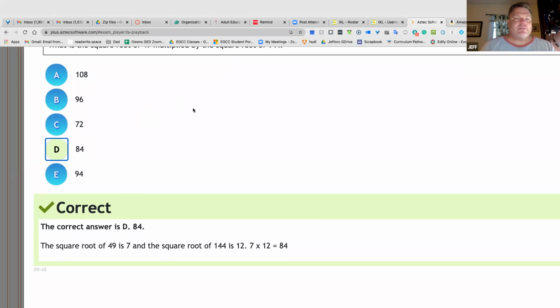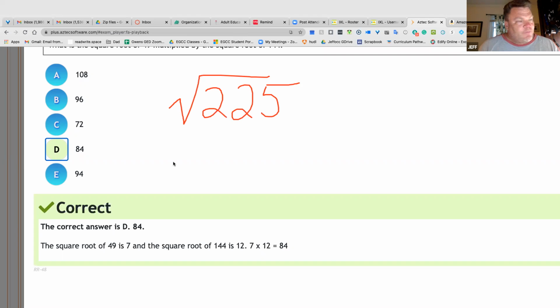More than likely, it would be something like this. There we go. Here's what GED would say right now. And then, if you're ever stuck, like what number multiplied by itself gives you 225? I don't know. I haven't memorized that stuff. At the very least, they give you 4 choices.